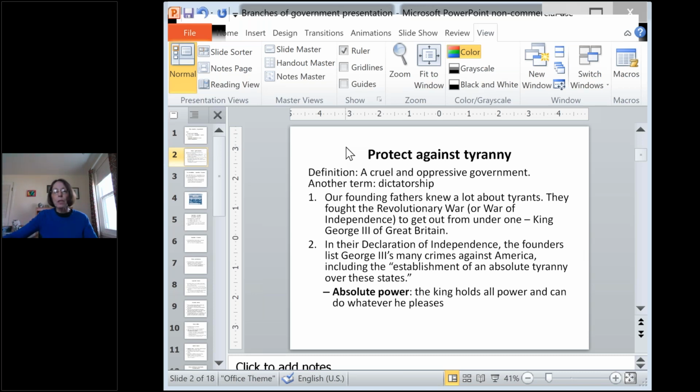In their Declaration of Independence, the founders list George III's many crimes against America, including, and these were the actual words in the Declaration, establishment of an absolute tyranny over these states. And that was really what was driving them. Another word for absolute tyranny is absolute power. That's where the king holds all the power and really can do whatever he pleases. And that's what they were really trying to get away from.